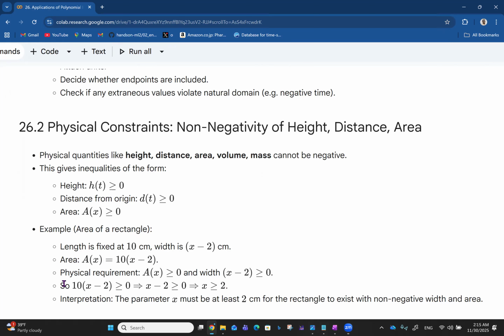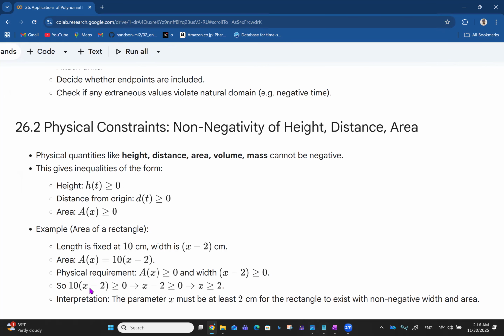So 10 into x minus 2 greater than or equal to 0 simply implies that x minus 2 is greater than or equal to 0. That means that for this to happen, you need values of x that are always greater than or equal to 2. Of course, the worst case is when x is 2 and everything goes to 0, but you can't have x is 1, for instance, because 1 minus 2 will be minus 1 and the area will be negative.